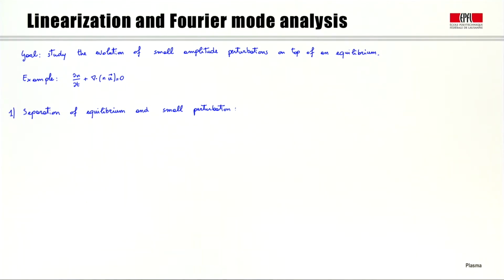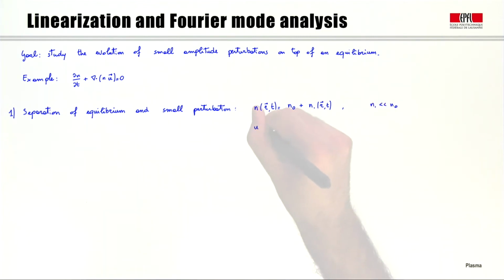Basically, we will write the density, for example, which is a function of space and time, as the sum of n0, a constant which does not depend on space nor on time, plus a perturbation n1. And as we are dealing with small perturbations, we will assume that n1 is much smaller than n0.